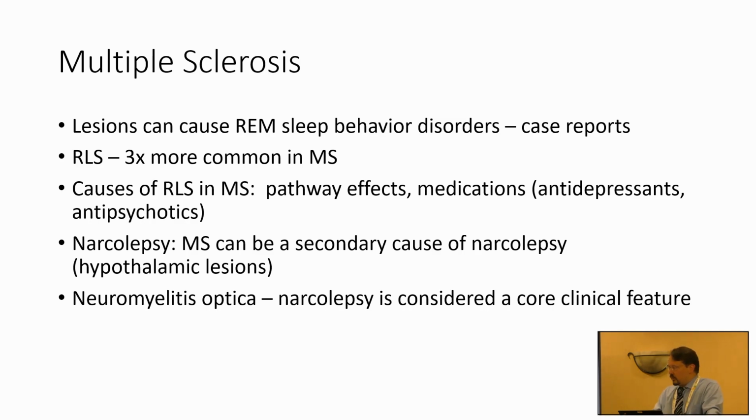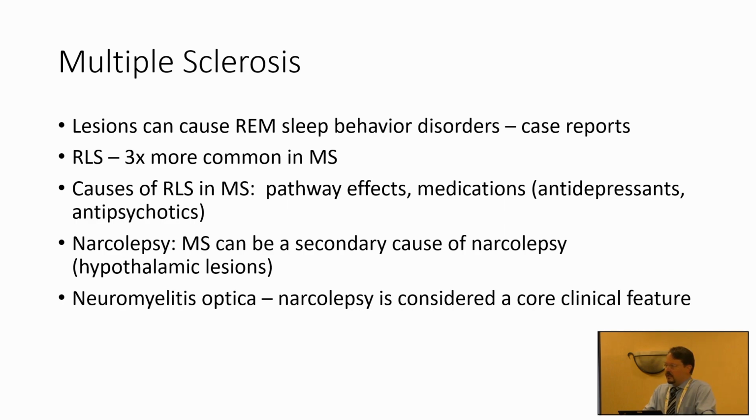RLS is much more common in MS. Those MS plaques are areas of demyelination where the immune complexes they've generated attack the myelin, or wrapping around the neurons that facilitate transmission of the signal on that nerve. It can interfere with any pathway, and certainly that includes RLS, and you get that release phenomenon.